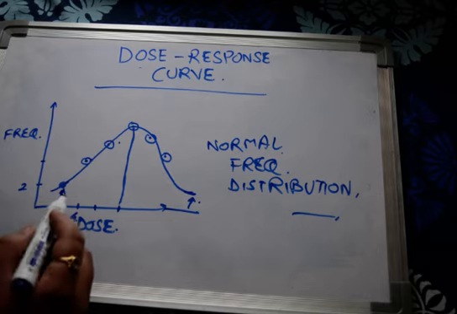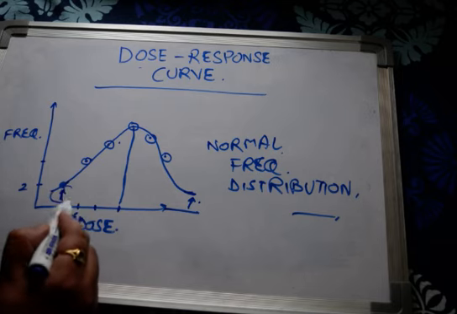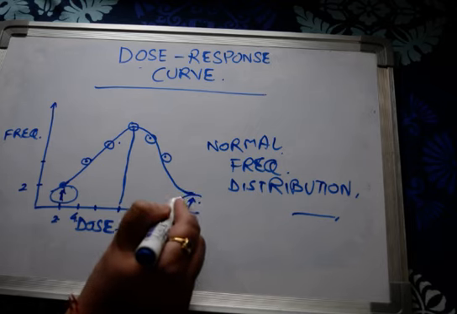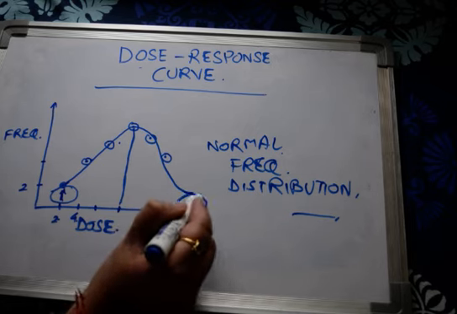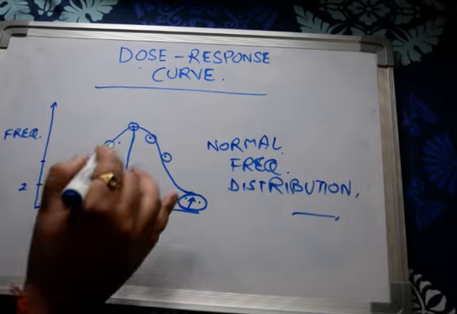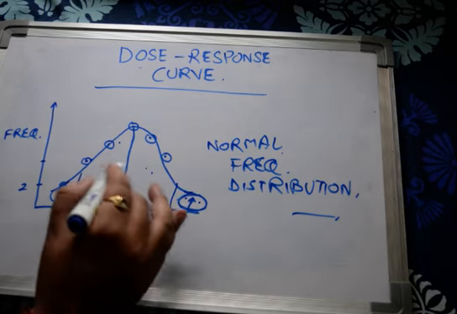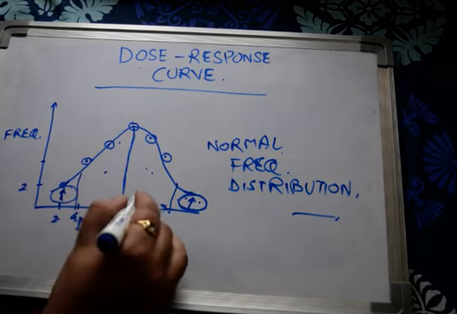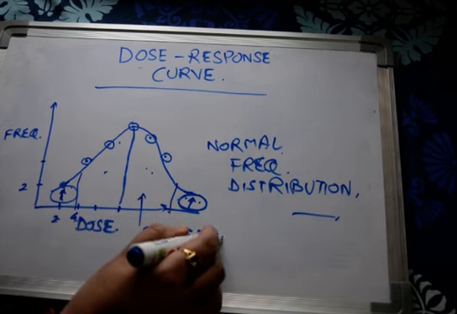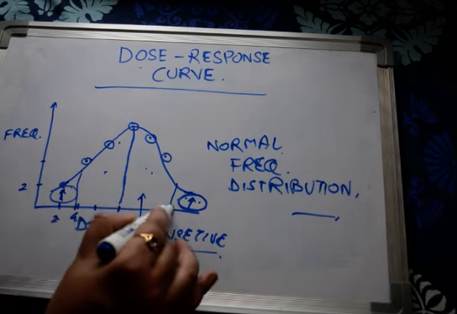So what you will see is that there is a small frequency, a small population, which will respond at very small doses. Okay, and you will see that there is some population which will respond at a very high dose. Okay, and maximum you can say that say 95% of the population will fall into this, which we call sensitive, meaning 95% of the people are sensitive to this dose ranging from here to here.